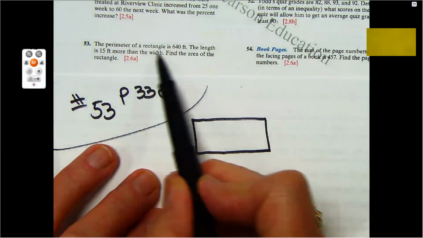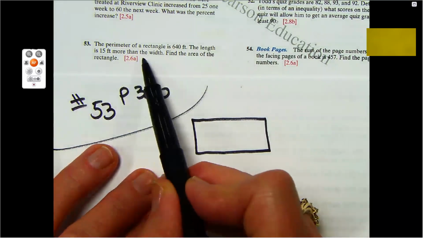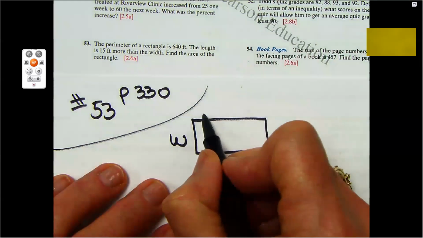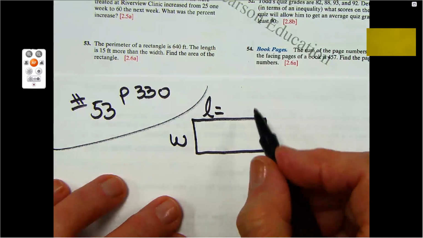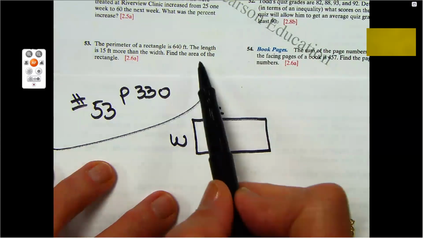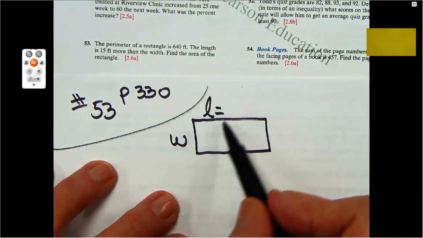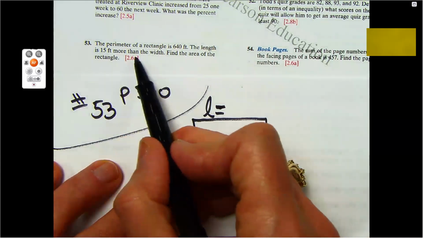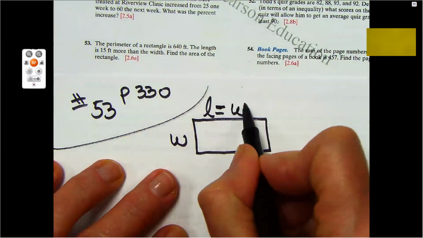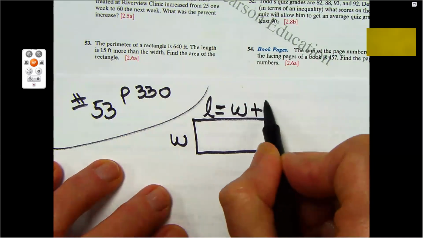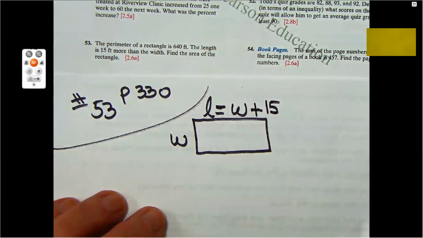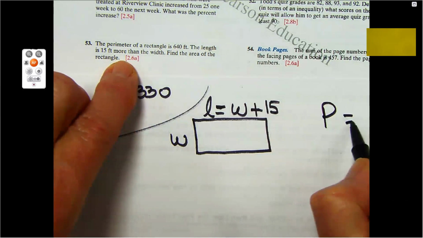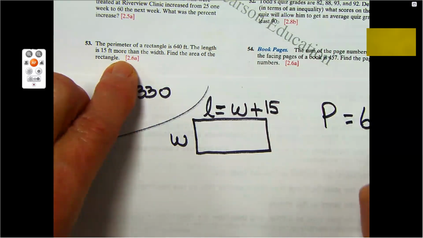It says the length is 15 more than the width. So if the width is W, the length is equal to... the length is means your equal sign. Length is 15 feet more than the width. So if the width is W, the length is W plus 15. And we're told that the perimeter is equal to 640 feet.